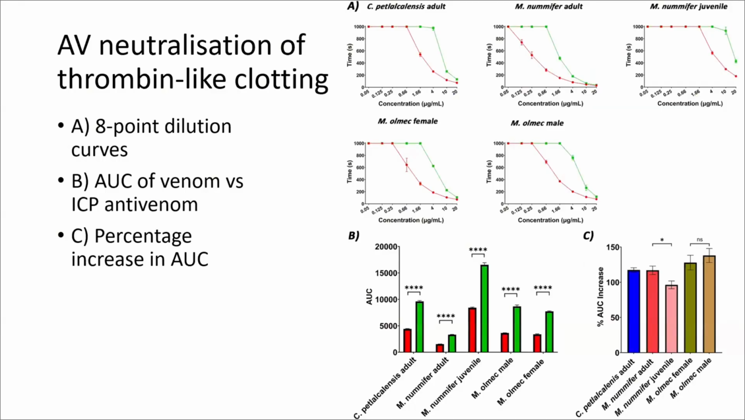Onto the antivenom. You can't really see there, but it's the Cerrophidion Metlapilcoatlus adult. On the top there are the 8-point dilution curves, and that's illustrated by the area under the curve of the ICP antivenom. It shows effective neutralization of these pseudoprocoagulant effects on fibrinogen. And then the percentage increase just allows comparison between the adults and juveniles, and it shows that it was effective regardless of life stage.